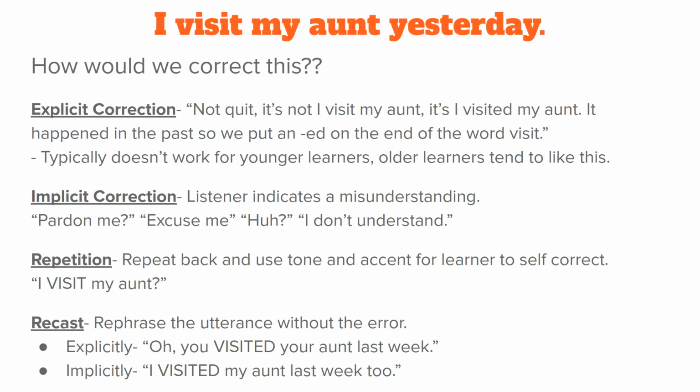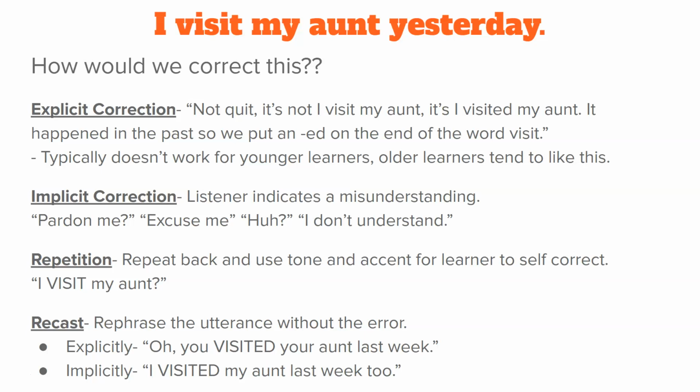Typically, this doesn't work with younger learners because this is a developmental error. They haven't learned this rule yet. And older learners typically like this because they've learned the rule and they want to learn the exceptions to the rule. Okay? And implicit correction would be for the teacher to indicate to the student that they didn't quite understand.